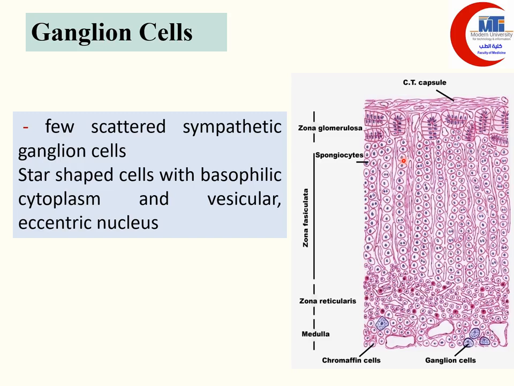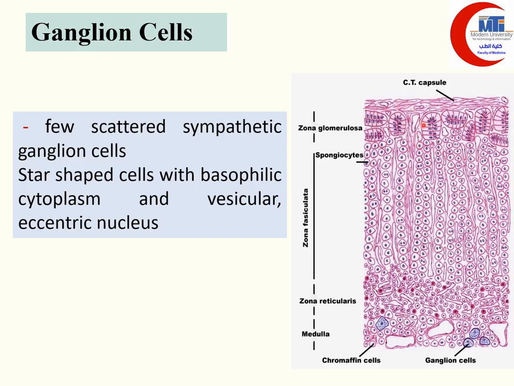Adrenal gland formed of stroma and parenchyma. The stroma formed of capsule which surrounds the gland and separates it from surrounding structures. This capsule formed of fibroelastic connective tissue.